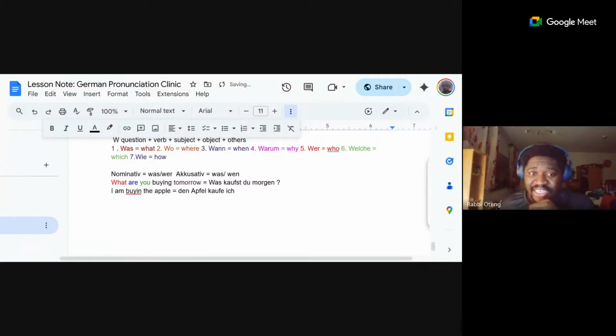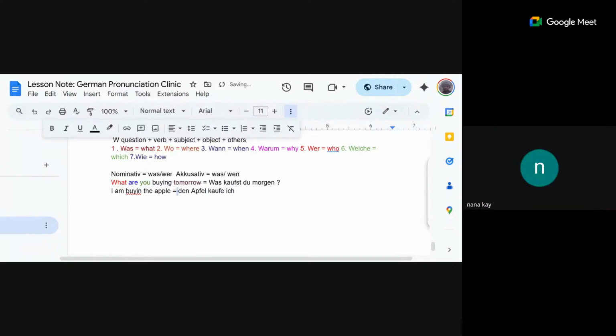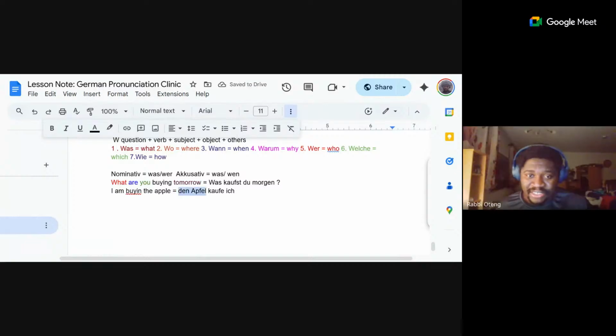So it's staying here because the "was" is what? The Apfel. Okay, so accusative. The shape for masculine and the direct objects, the article changes to "den". So what are you buying? The apple I am buying.